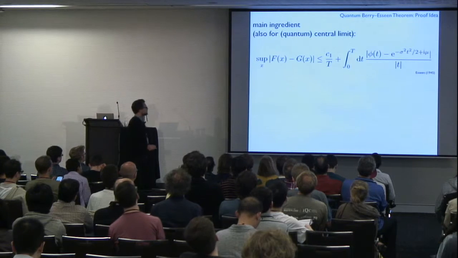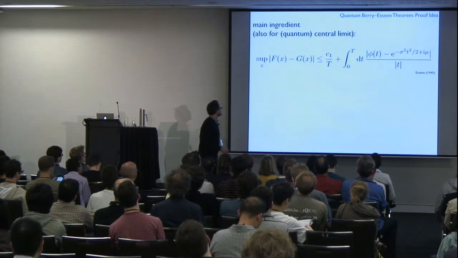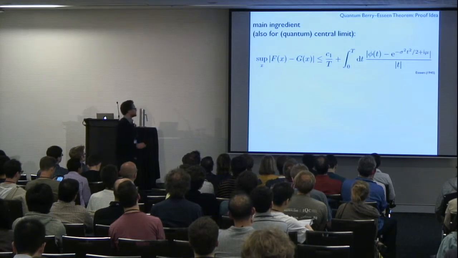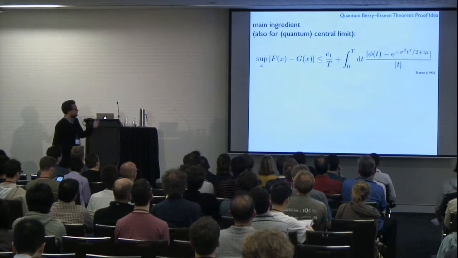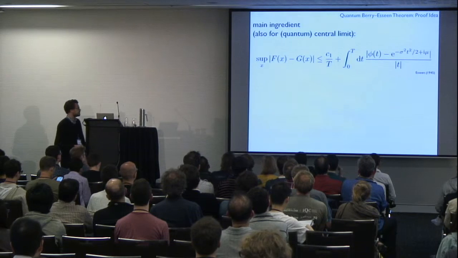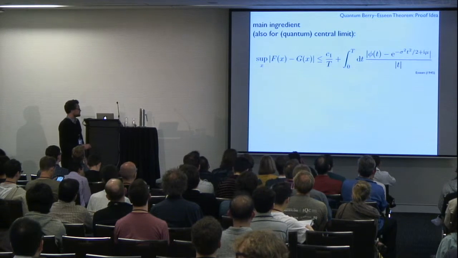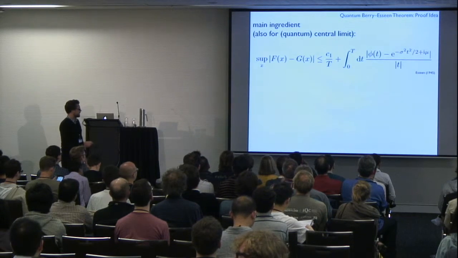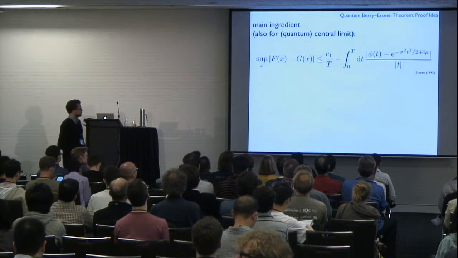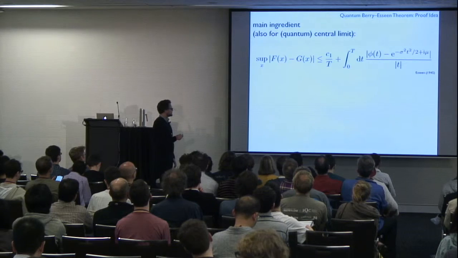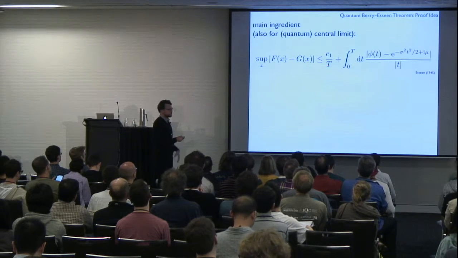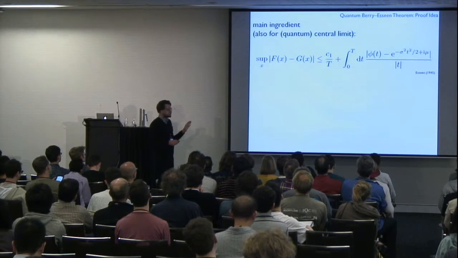Okay, well, maybe 2 seconds on the proof idea. So the main ingredient, and that also holds for the quantum central limit itself, is this integral version that was derived by Esseen. There's this integral bound that was derived by Esseen in '45 already, is that this is upper bounded. So t is some constant larger than zero.